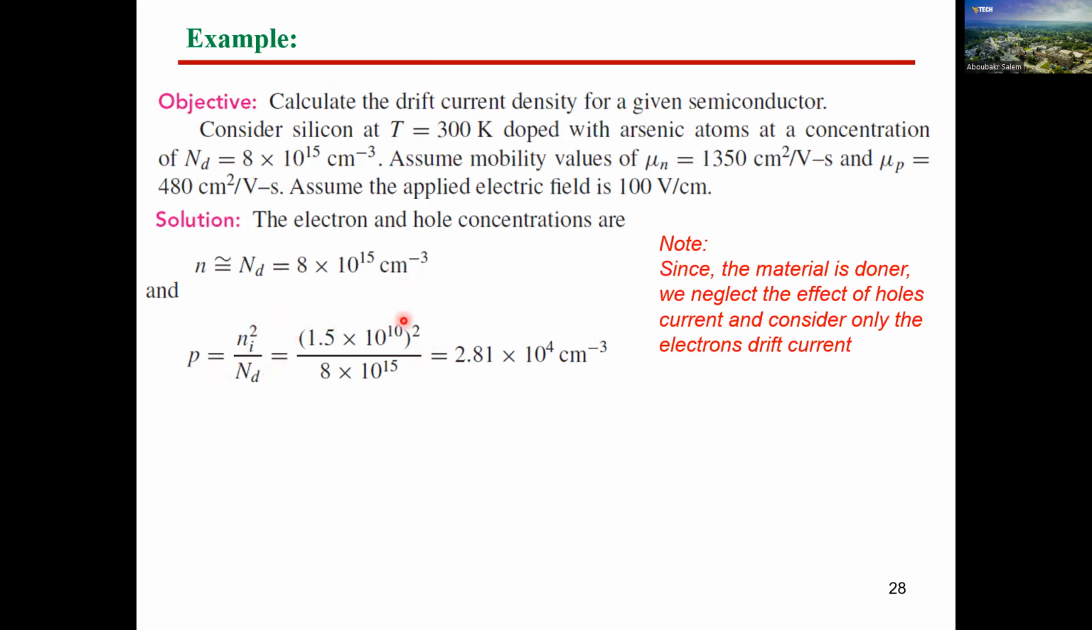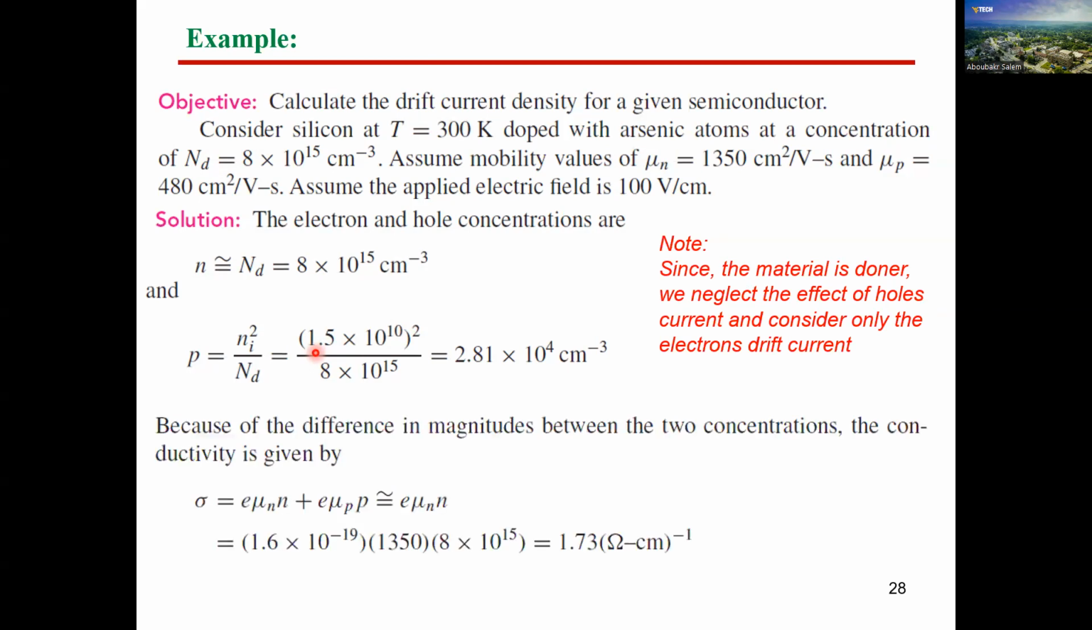You know that for our semiconductor material, the intrinsic concentration of silicon is 1.5 times 10 to power 10. Actually, here, guys, it's not given in the example, but if you have this equation in the exam, I will provide you with the value of the intrinsic semiconductor concentration. So the intrinsic concentration is 1.5 times 10 to power 10, and you have Nd equals 8 times 10 to power 15, so you can easily calculate the p-type concentration.